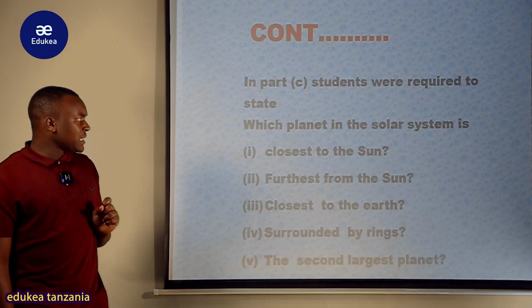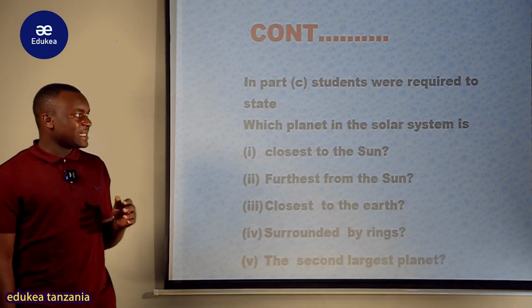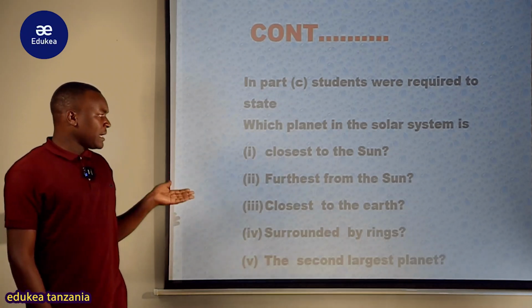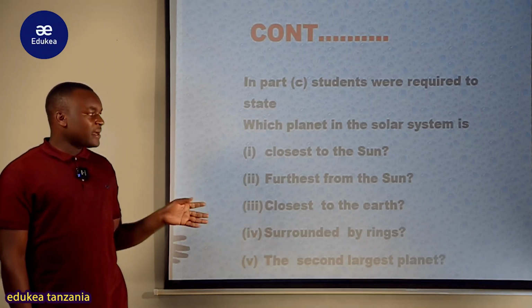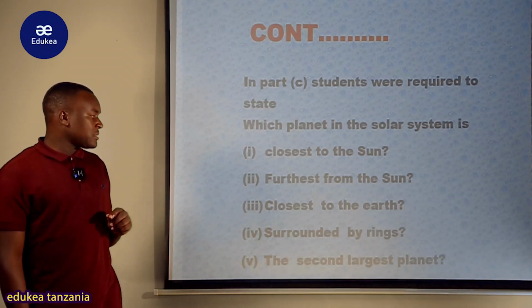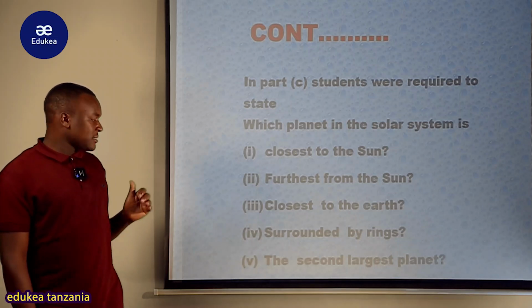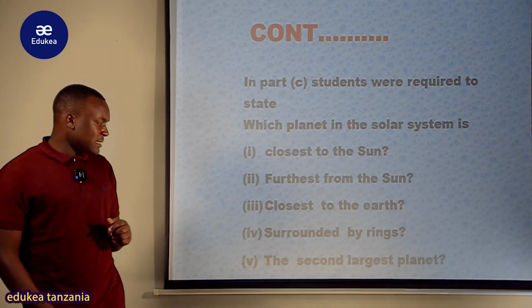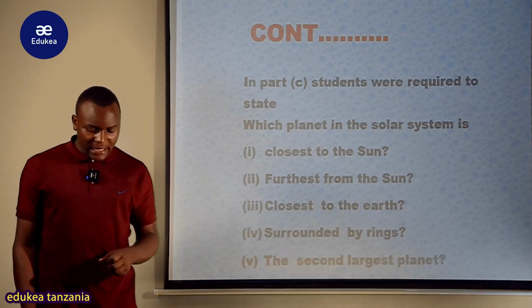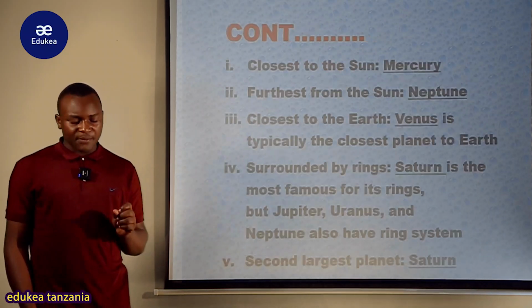After that, we have part C of the question, where students were required to state which planet in the solar system is: Roman number 1, closest to the Sun; Roman number 2, farthest from the Sun; Roman number 3, closest to the Earth; Roman number 4, surrounded by rings; and the last, the second largest planet. So let's start with Roman number 1.